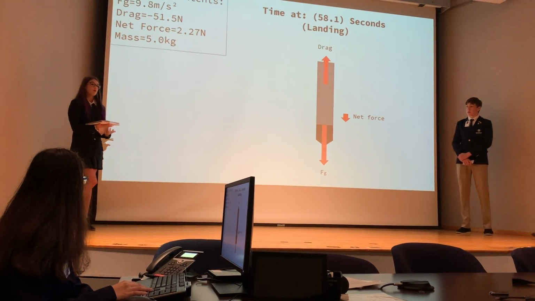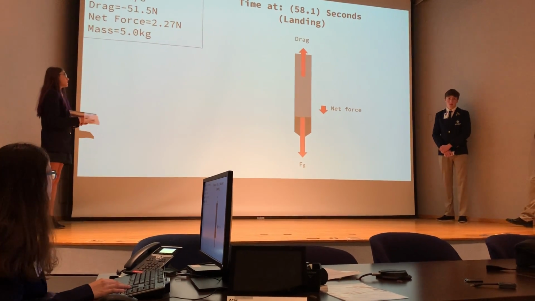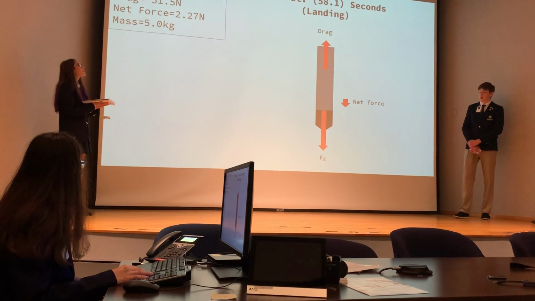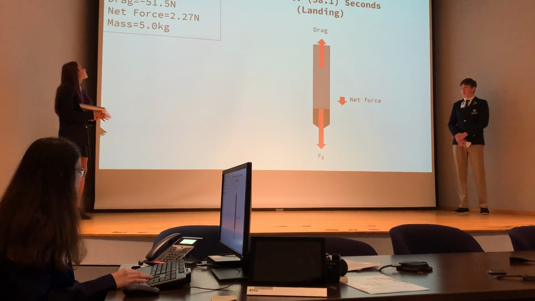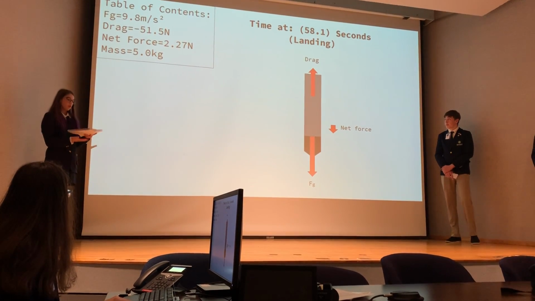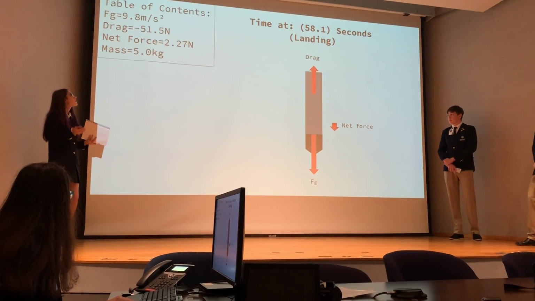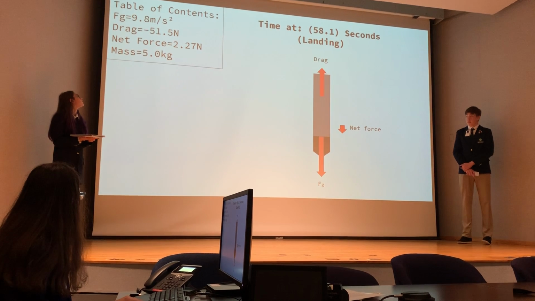And so this is about when we are landing. We currently do not have a parachute factored into this, so we are hitting very fast. About 8.1 seconds, with our drag at like 51.5 newtons, and our net force is close to 0 because we are about to hit the ground, so it's 2.27 newtons.